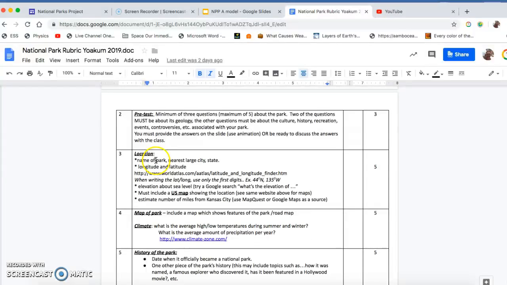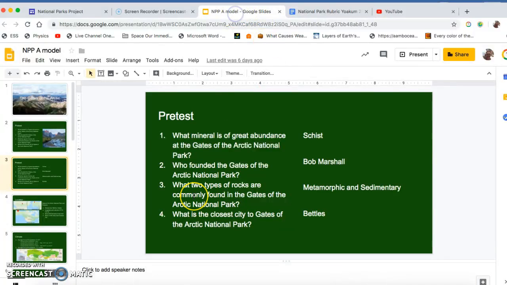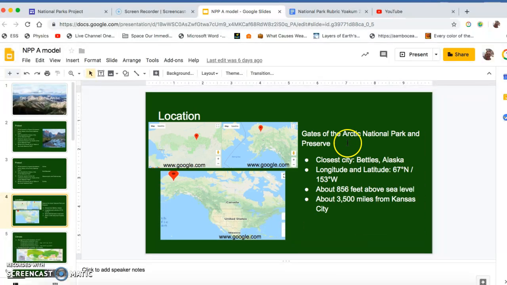Location slide should show the name of the park, the nearest large city in the state, latitude and longitude. Here's how to get that. The elevation above sea level should show a U.S. map and how far away this park is from Kansas City. So did they do that? Yeah, they did. Name of the park, and they say that the nearest city is Bettles, Alaska. There's the latitude and longitude, there's the elevation of the park, and they've given us the distance from Kansas City.